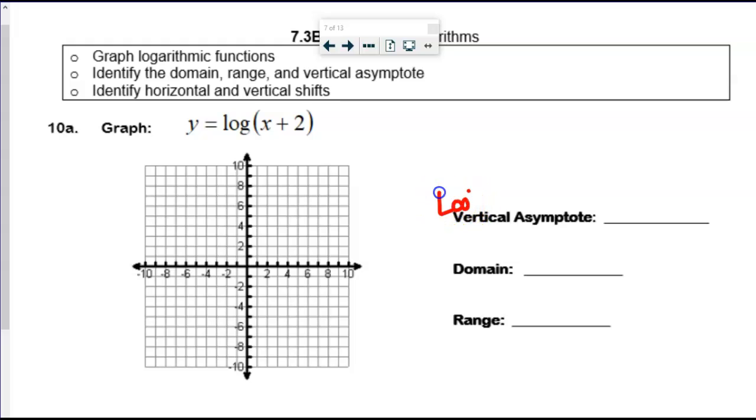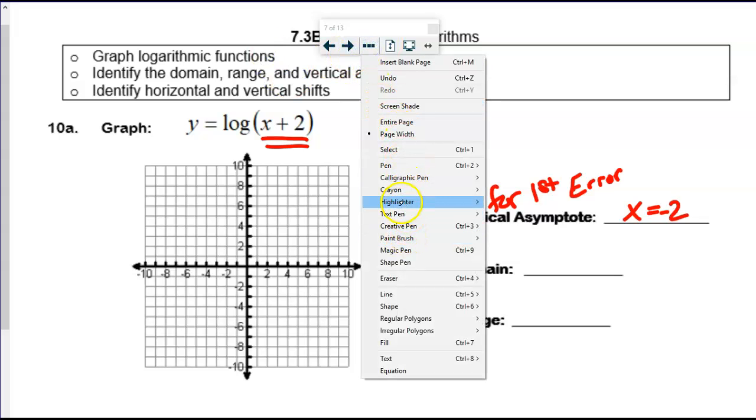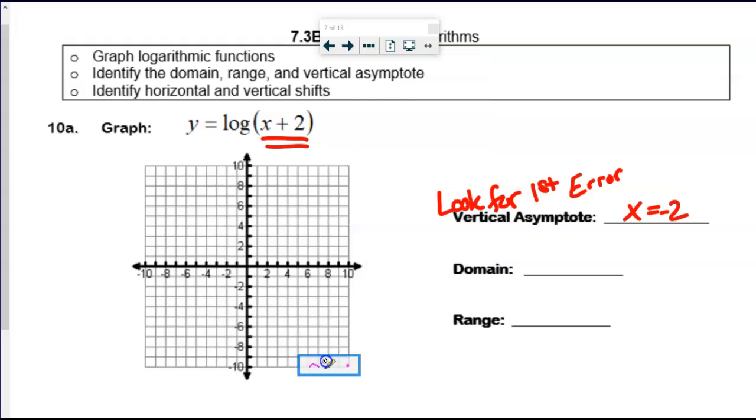So for the vertical asymptote, you're going to look for the first error on your calculator. That's a good way for you to think of it. And it occurs at x equals -2. Now, what you might want to connect in your head is that this has a left shift of left 2, and that's why you're going to see the vertical asymptote at -2. So that's the connection for a logarithm to the asymptote, and we're going to see that number pop up quite a bit in a minute.